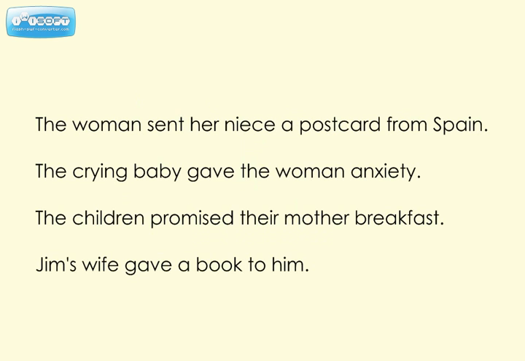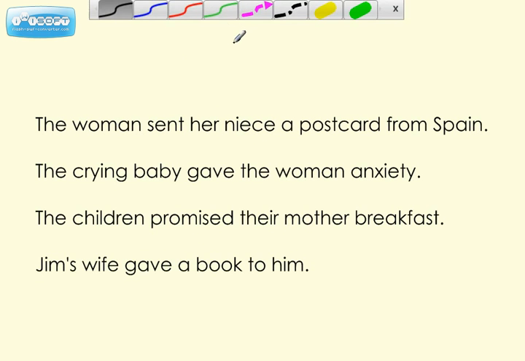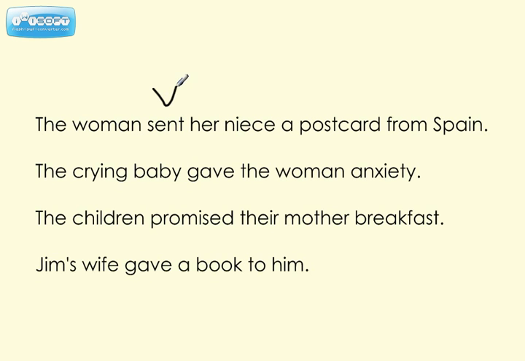So let's do some practice sentences. Let's get the first one. The woman sent her niece a postcard from Spain. Our verb here is sent. Who sent? The woman. The woman sent what? What is it she sent? She sent a postcard. Make sure you didn't pick Spain. She didn't send Spain. She sent a postcard. Who did she send the postcard to? Who got that postcard? That would be her niece. And if you'll notice, niece is in between the verb and the direct object. So that's right. All right, next.